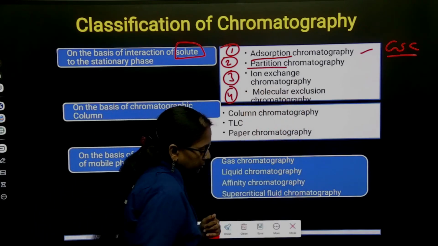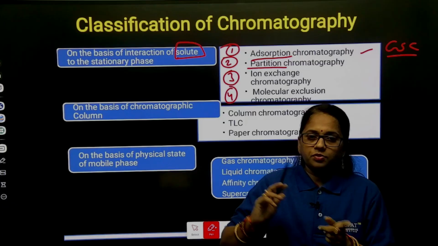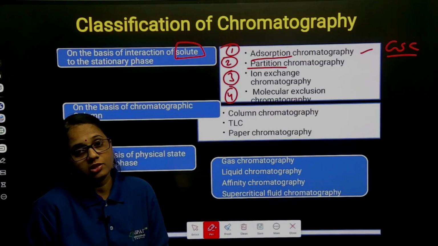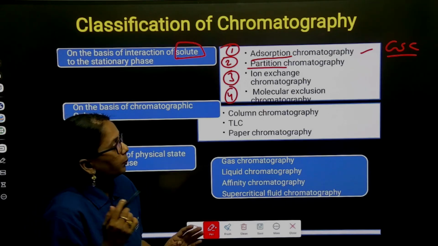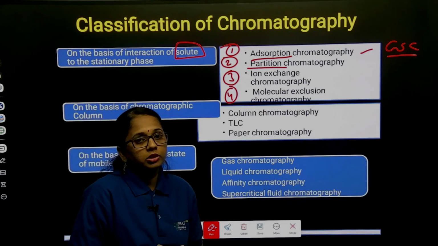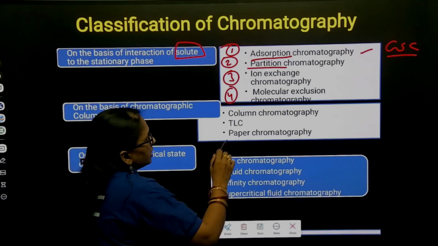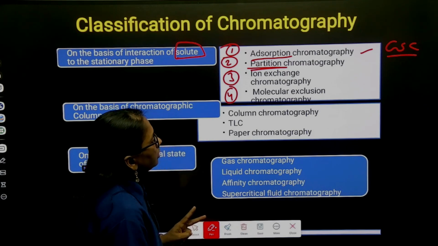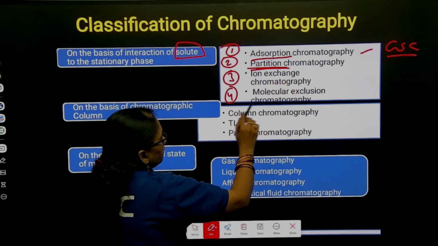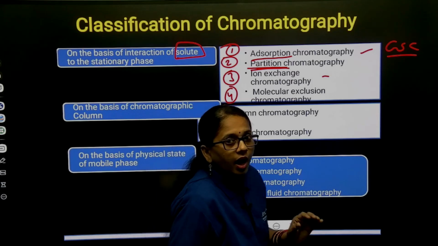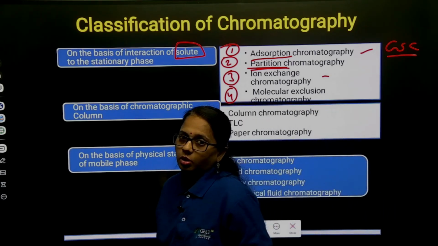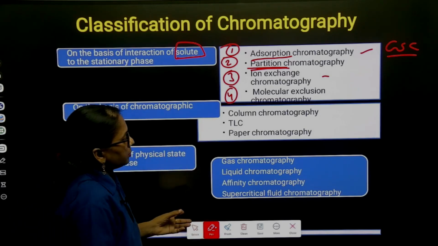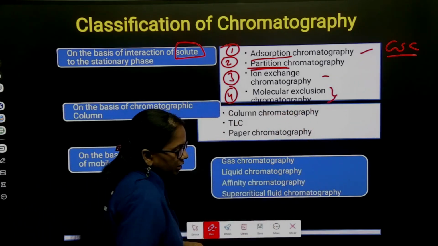Partition chromatography, this partition means both the stationary phase as well as the mobile phase are considered as liquids here, because in the stationary phase the supporting medium is coated with a liquid material. That's why the separation takes place between 2 liquid phases. Here the partition principle comes into the picture. Next, ion exchange chromatography means separation based on the charge of the compounds, so the exchange of ions takes place.